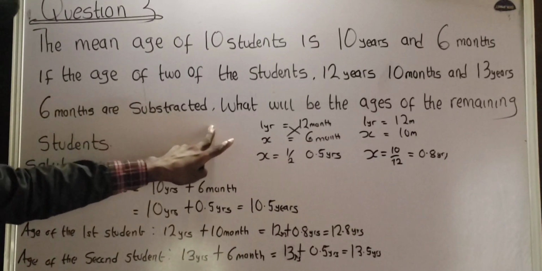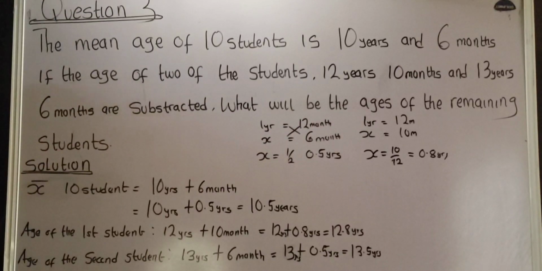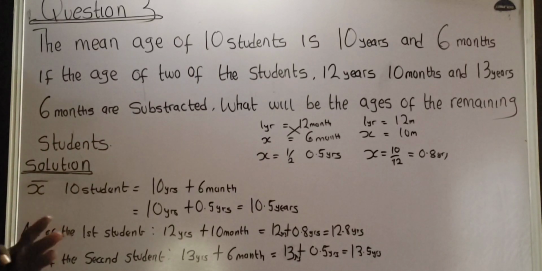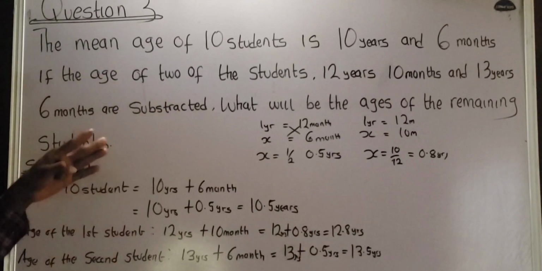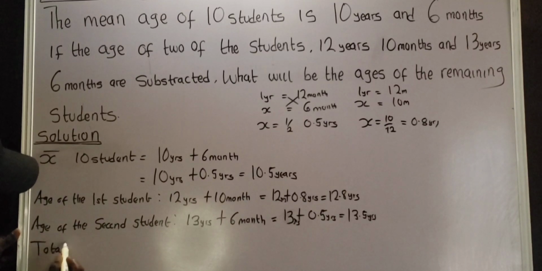To get the ages of the remaining students, we first have to calculate the total ages of all the students. I think you understand what I'm saying. After that, we are going to subtract the ages of these two students from it to get the ages of the remaining students. Are you getting it? Now let us calculate the total age of the students.